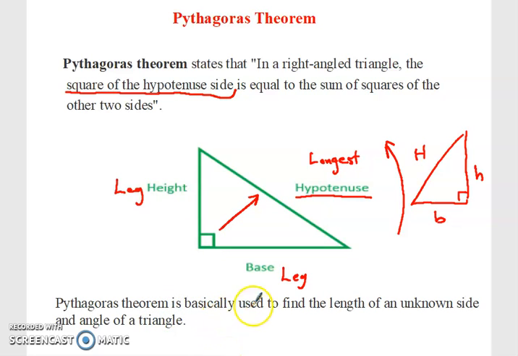So the Pythagoras theorem is basically used to find the length of an unknown side of a triangle, and also unknown angles in a right angle triangle. Sorry about that. So let's move on to this other part.